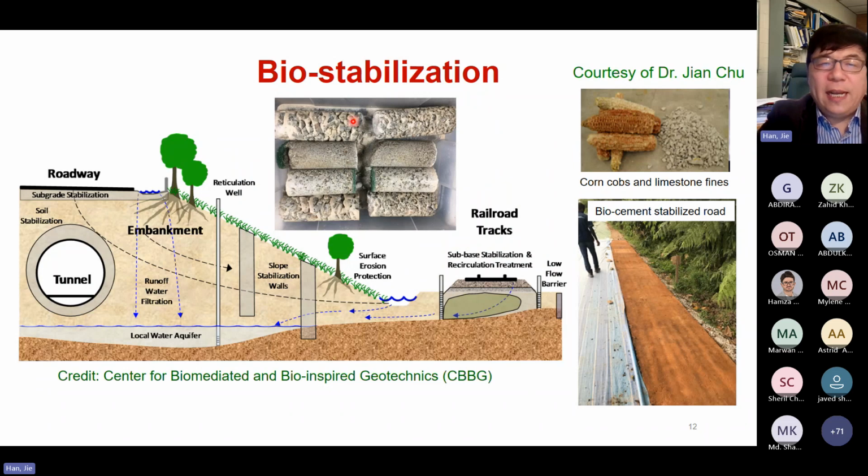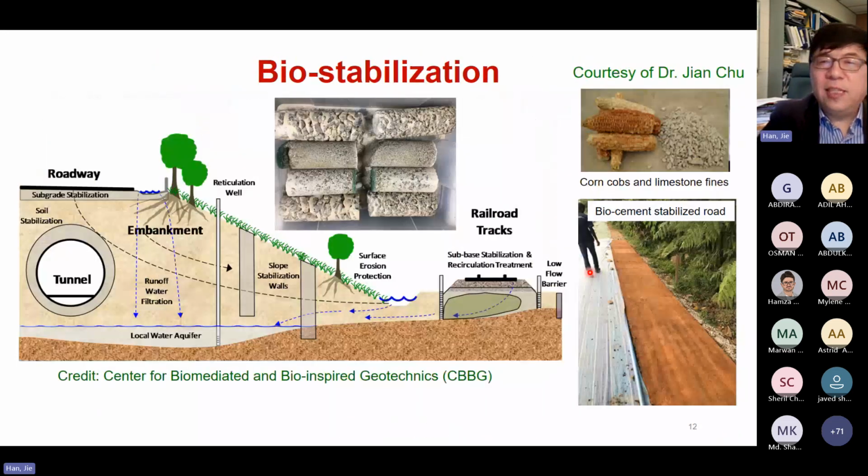You introduce the bioagent, it interacts with soil and bonds the soil together like a concrete that you can use for different applications, for tunneling, for embankment stabilization, for roadway stabilization, for different things. So this is the one thing.